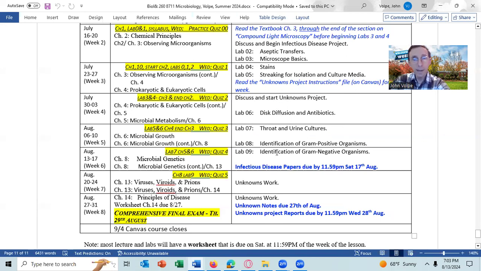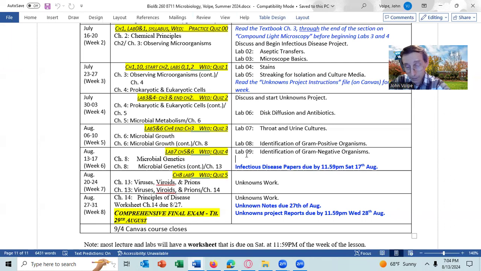All right, so today we're talking about Lab 9, identification of gram-negative organisms. Your infectious disease paper is due Saturday, August 17th, and that is this Saturday. So please finish up your infectious disease paper and turn it in by 11:59 p.m. Saturday, August 17th. If you have not cleared the project with me, you need to clear it with me, meaning you have to pick a project that nobody else has picked, meaning everyone's going to have a different infectious disease.